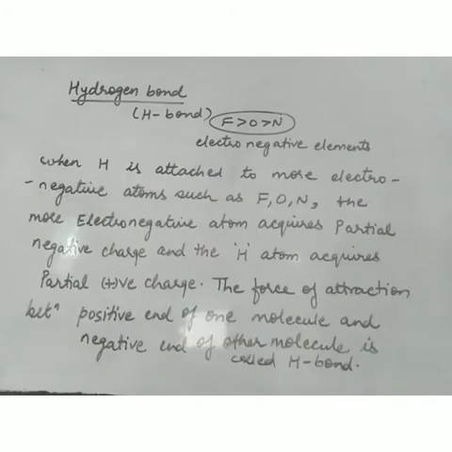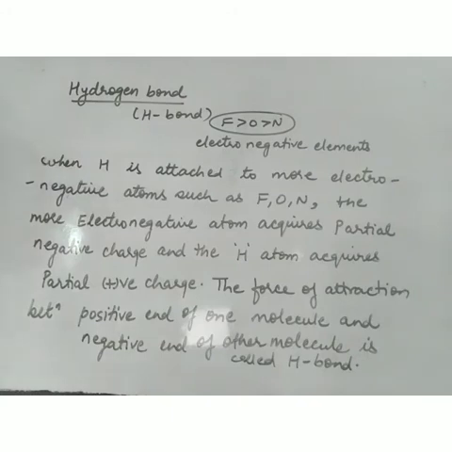So how to define it? When hydrogen is attached to highly electronegative atoms like fluorine, oxygen and nitrogen. This is an important point. This is a limitation. It is not found in each and every molecule. The more electronegative atom acquires a partial negative charge and the hydrogen atom acquires a positive charge. Now the force of attraction between the positive end of one molecule and the negative end of another molecule is known as hydrogen bond. And why is it known as hydrogen bond only? Because the presence of hydrogen is required here.